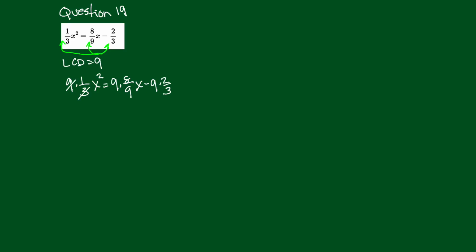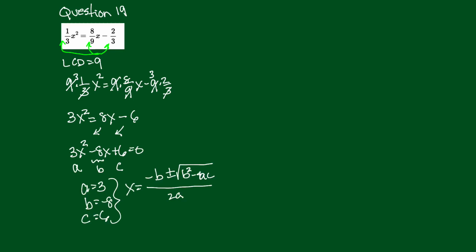3 into 9 will go 3 times, so I get 3 times 1, right? 3 times 1 is 3, x squared, equals, 9's cancel, or they divide to 1. So I just, 1 times 8 is 8x, and then minus 3 into 9 is 3 times, so I get minus 3 times 2 is 6. Now it's quadratic. Let's get everything on the left side. So I'll get 3x squared minus 8x plus 6 equals 0.